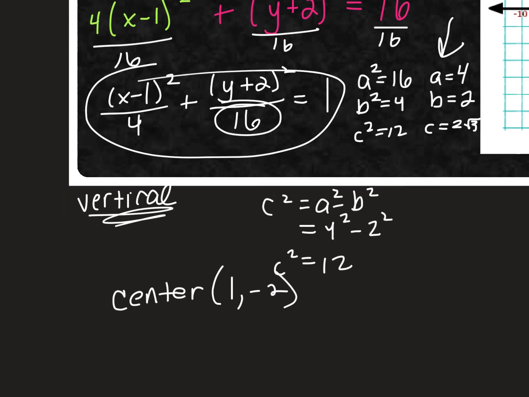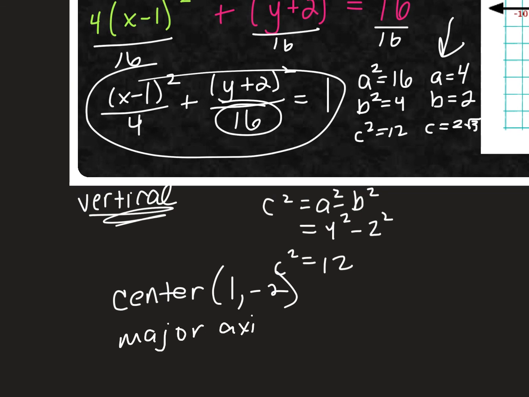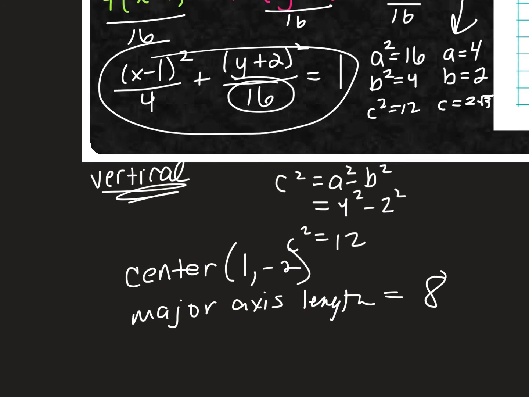What is the length of the major axis? 8. 16. I agree that it's 8. It's not a squared, it's what? Just a? No. It's 2 times a. Yep.